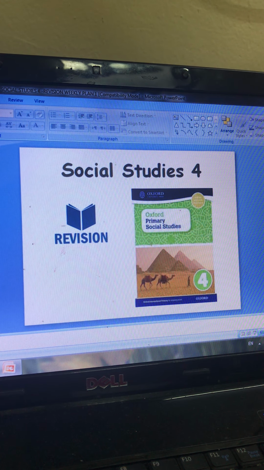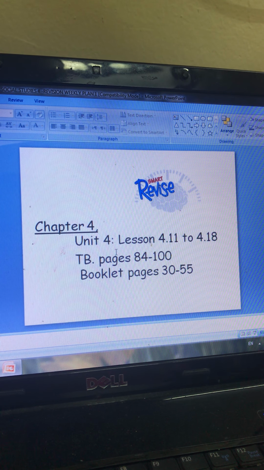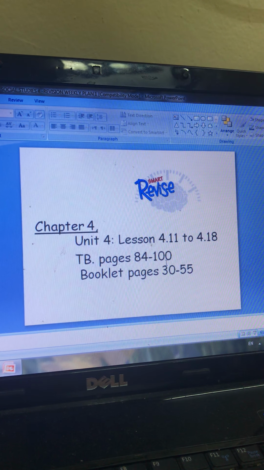Just start to revise Unit 4, Chapter 4. Okay, get your book. Just start to revise Chapter 4, Unit 4, Lesson 4.11 to 4.18. Okay, textbook page 84 to 100. And the booklet, page 30 to 55.